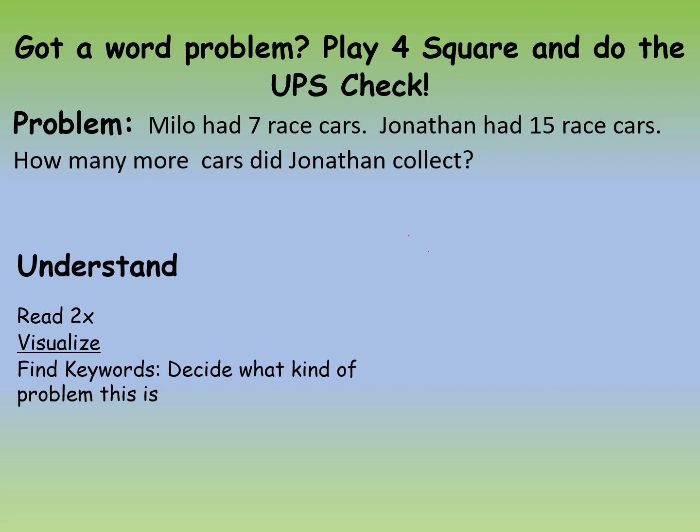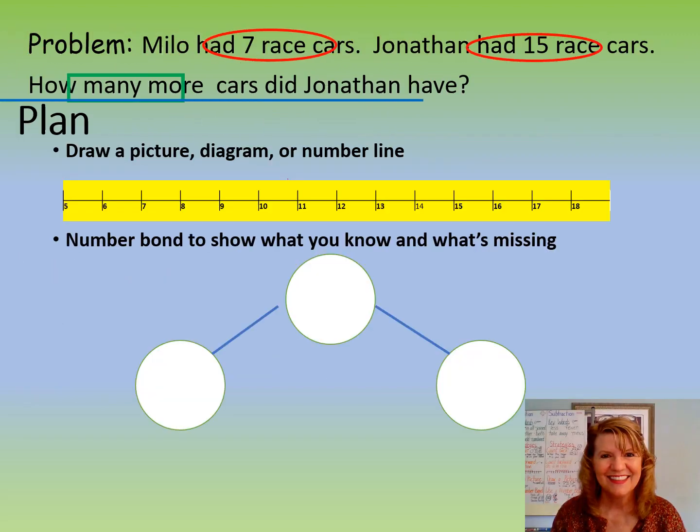Well, we've read this story problem twice. Now we have to circle the numbers and units, which is 7 race cars and 15 race cars. Then we box the action word, many more. That's going to help us decide if it's addition or subtraction. And underline the question. Okay, I think we're ready to go.